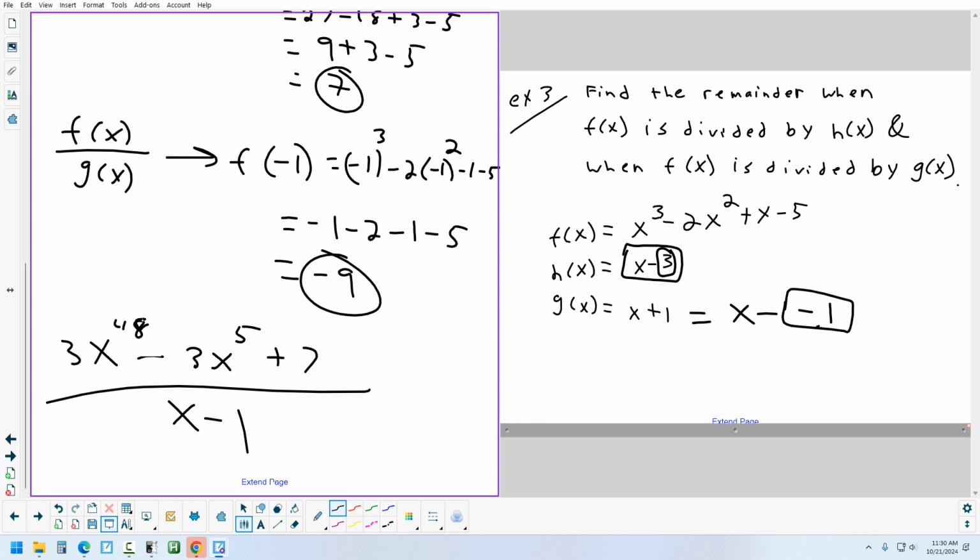So versus if you use the remainder theorem, all you have to do is take the number 1, fill it in the top. 1 to the 48th power is 1. 1 times 3 is 3. 1 to the 5th power is 1. 1 times 3 is minus 3. And then plus 7. So the remainder, when you do all that out, is 3 minus 3 plus 7, or 7. It's much, much faster than trying to do the long division.